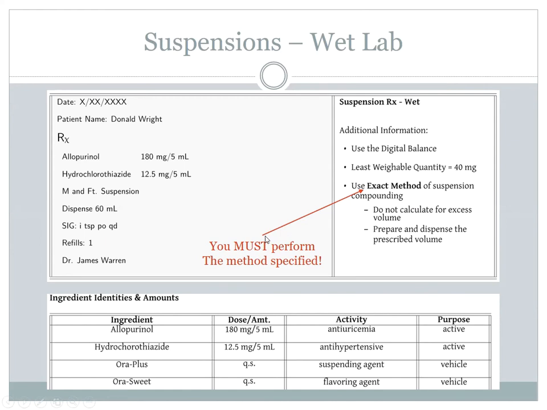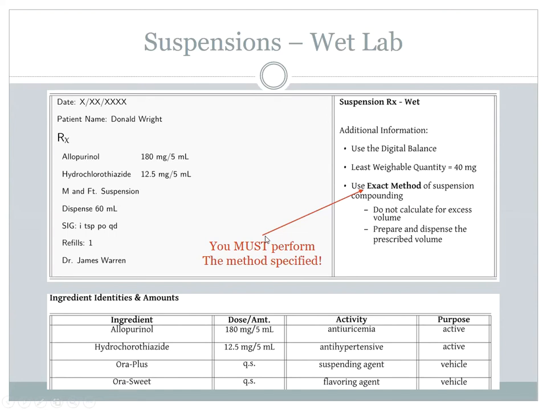So what he needs is allopurinol, a drug used for gout, at a concentration of 180 milligrams per 5 mL. And we want that combined with hydrochlorothiazide at a concentration of 12.5 milligrams per 5 mL. So the 2 different drugs have 2 different purposes and 2 different concentrations, and yet we want them combined together into the same suspension, okay? And we're going to want to dispense 60 milliliters. All right, look at the additional information.